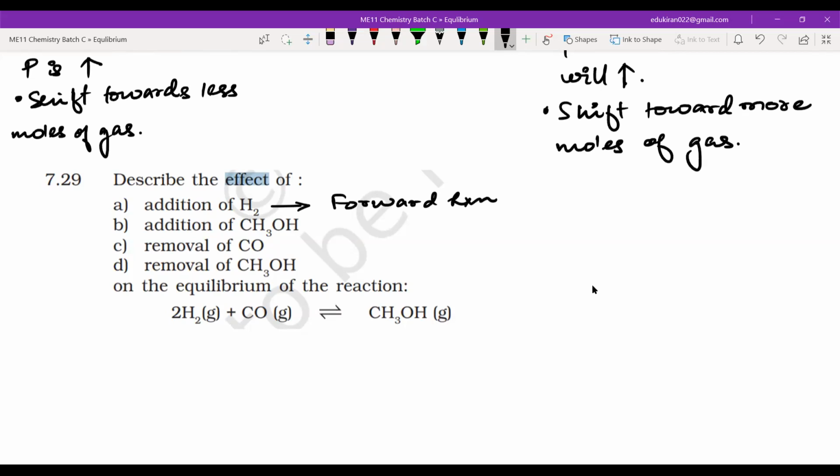What is going to happen if I add some product? Tell me. It will go in the backward direction. Yes, correct. Backward direction.